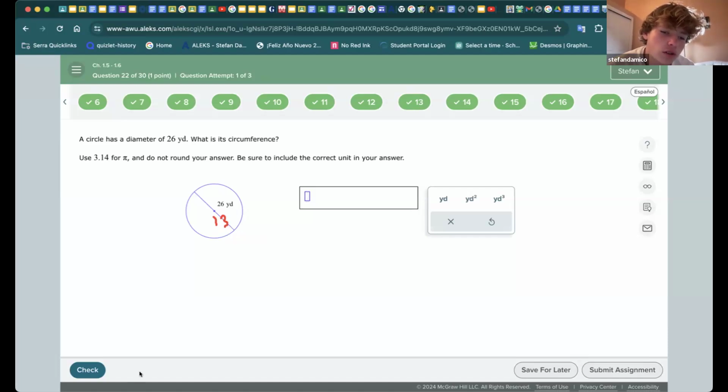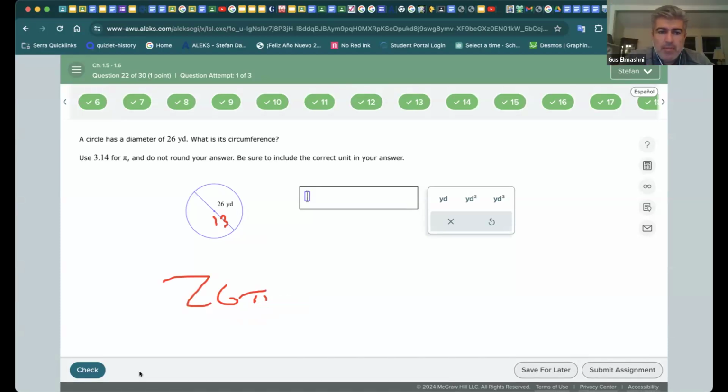You want to do 2 pi r or pi d. So it's 26 pi. You do want to put 3.14, don't round it. So we do 26 times 3.14. That should be 81.64.